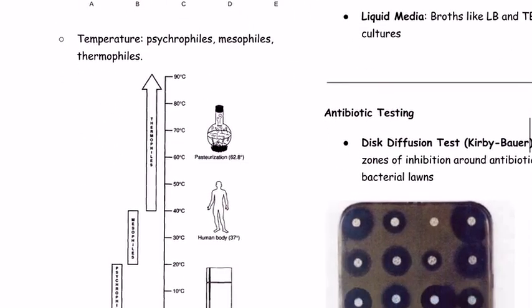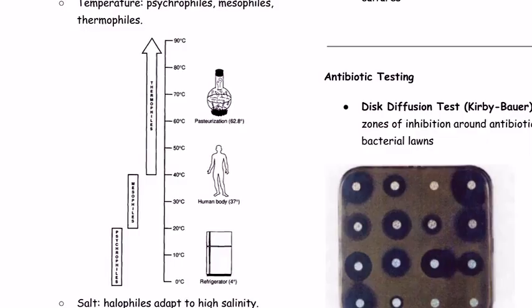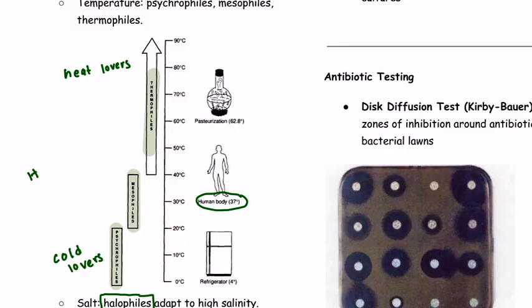You also have temperature preferences for bacteria. Some bacteria are going to be called thermophiles, and these like really high temperatures. These are heat lovers. You're going to have some that just like to hang out around normal body temperature, which, remember, regular human body temperature is about 37 degrees, so it's right here. And then you're going to have psychrophiles, which are really into cold temperature, so cold lovers. And then you have halophiles, which really prefer to be in a saline solution or a high salty area.